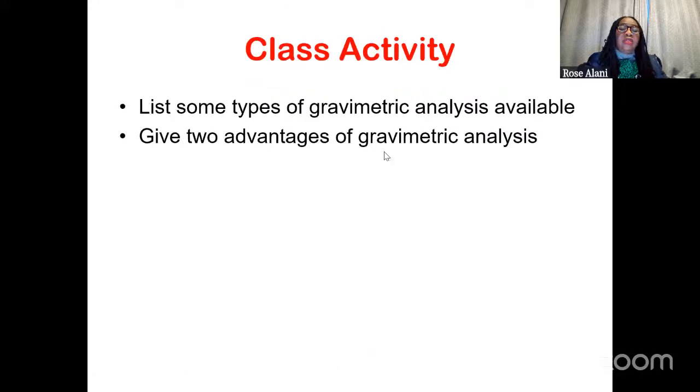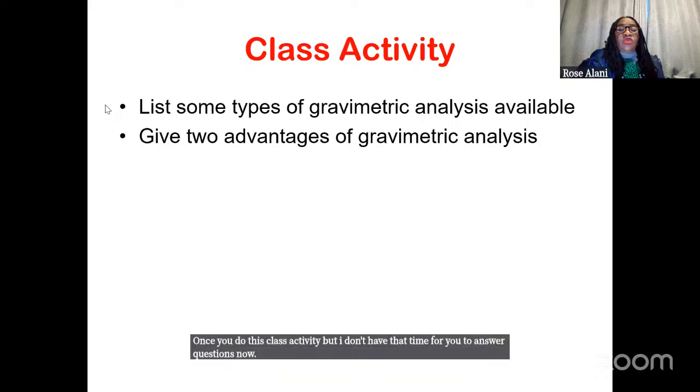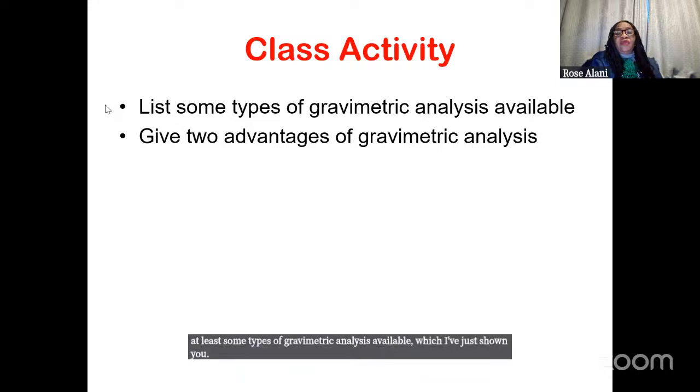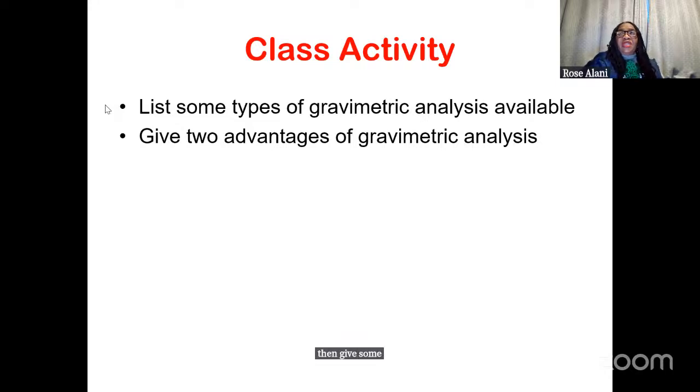So you'll do this class activity, but I don't have the time for you to answer questions now. What you should do is list some types of gravimetric analysis available. You go and practice that. List some types of gravimetric analysis available, which I've just shown you. Then give some advantages of gravimetric analysis. Go and try answering those questions. Advantages and disadvantages. Go and see how you can look at them.